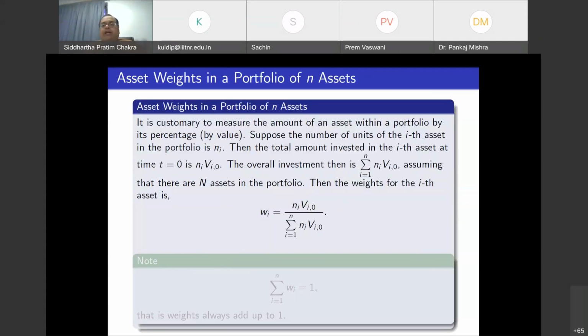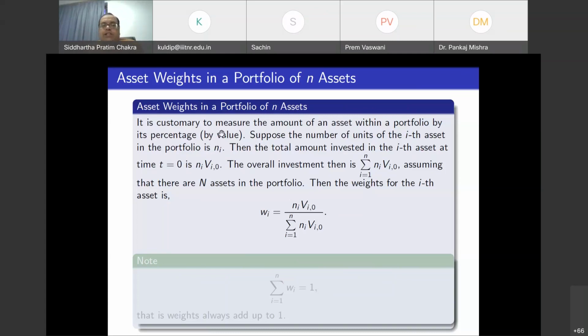Okay, so what have I done so far? So far, I have talked about the return and risk of a single asset. But remember, we are not talking about a single asset. We are talking about investment in several assets. So at this point, I want to make a shift in the definition of the portfolio and introduce the notion of asset weights in a portfolio of n number of assets.